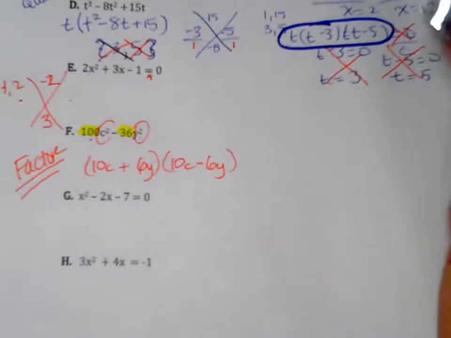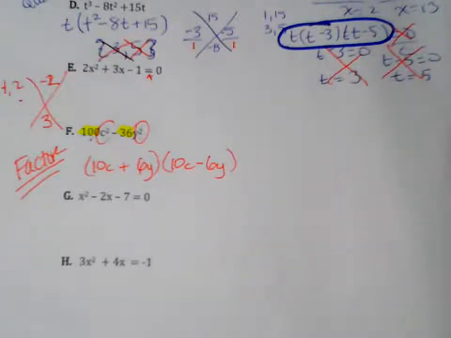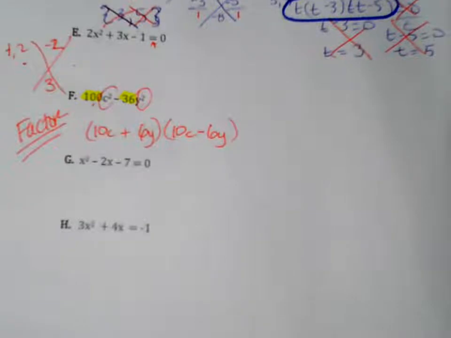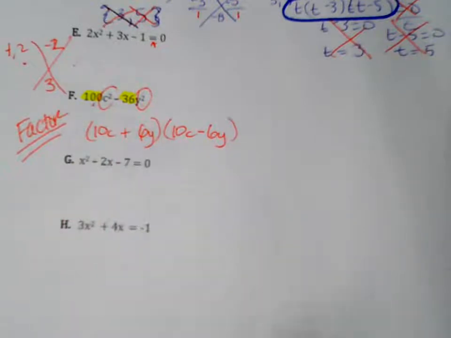Okay? And I'm sure you guys have already heard, but I would steer clear of Photomath because it makes your answers look like you're in first grade. Don't do that. Okay. X squared minus 2x minus 7 equals 0.